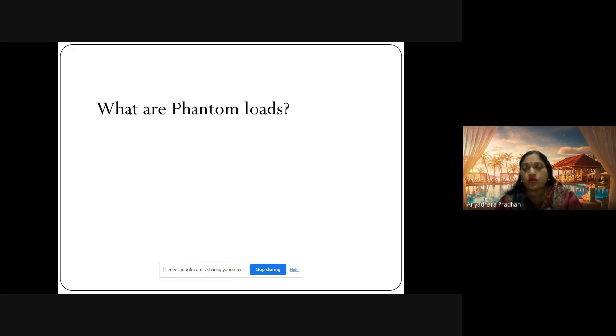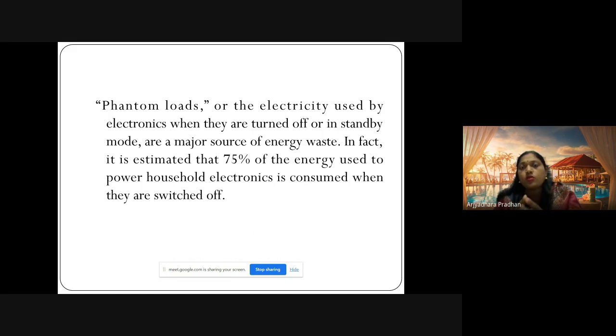Now, what are phantom loads? We'll talk about phantom loads. Phantom loads are the unseen loads, which slowly keep on taking the current. Phantom loads are the electricity used by electronics when they are turned off or in standby mode, and they are a major source of energy waste, you can say.